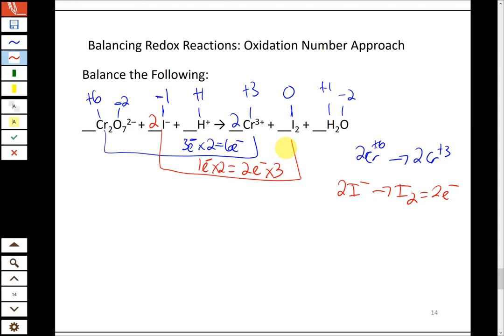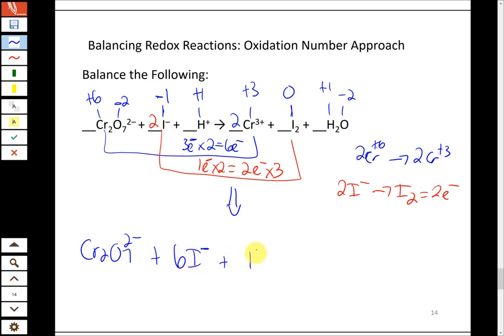So what that does, I'll write it down here now and not undo what I've already written. What we're going to do now is triple the coefficients that are involved in this I- I2 part of the reaction. So we keep the coefficient of 1 on Cr2O72-, but now we have to triple the coefficients for iodine. So instead of a 2, that becomes a 6.